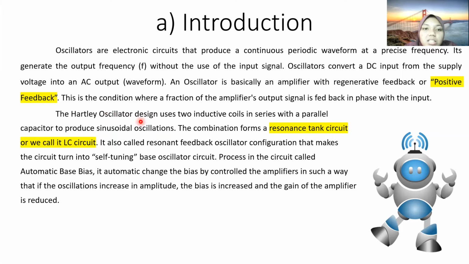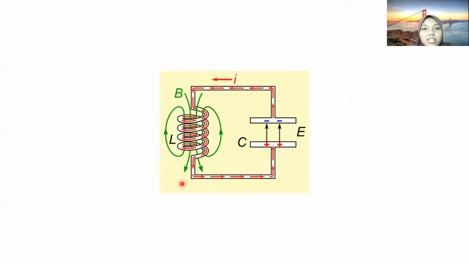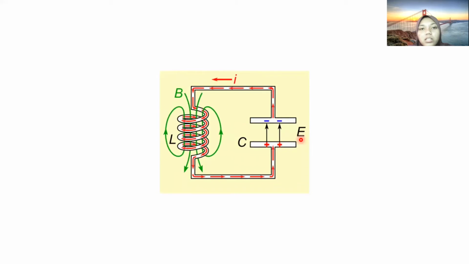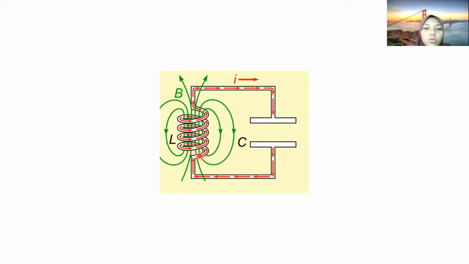The Hartley oscillator design uses two inductive coils in series with a parallel capacitor to produce sinusoidal oscillations. The combination forms a resonance tank circuit, or what we call an LC circuit. So what is an LC circuit? This is the basic LC circuit, but for the Hartley oscillator, they use two L. L is the inductor and C is the capacitor.